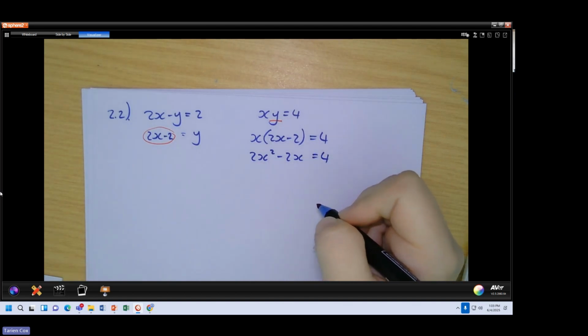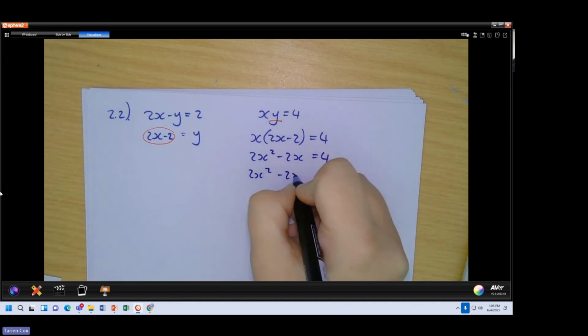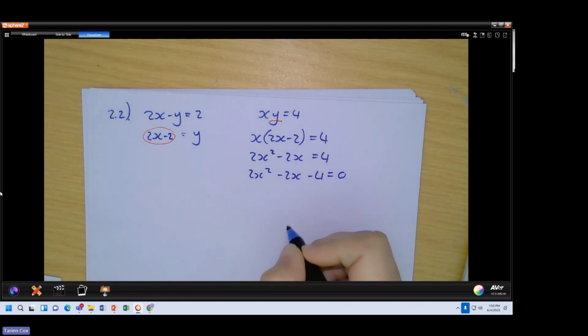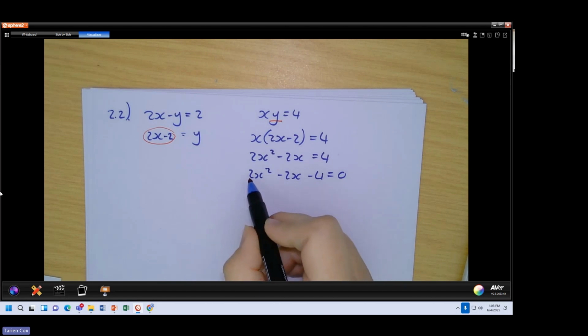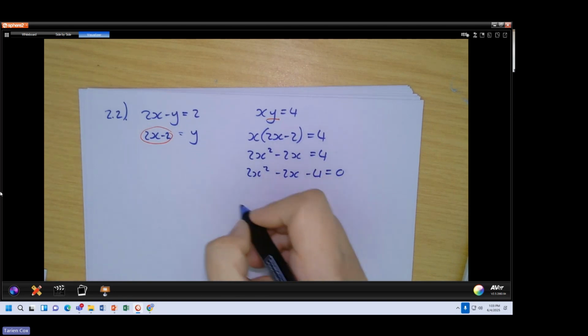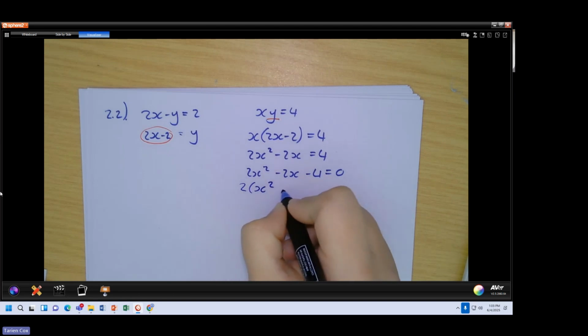And what did we learn? It needs to be equal to 0. So 2x squared minus 2x minus 4 is equal to 0. And what I've learned from my trinomials, when I want to factorize, I must first take out a common factor, so I can divide by 2. Well, we will just divide with the common factor. We can take it out. If we do take it out, we will sit with this.